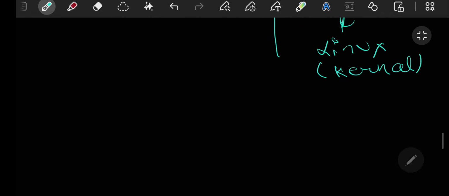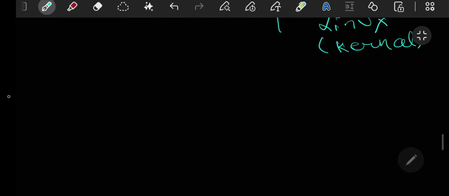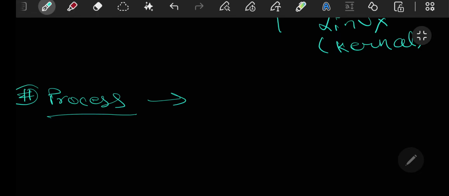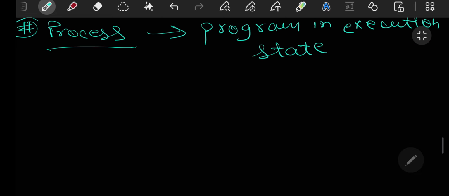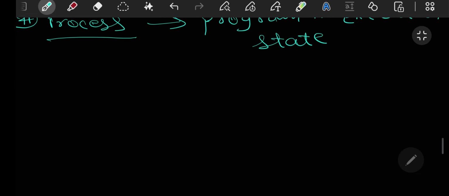Next thing we are going to discuss is what is a process. We are going to use this word a lot in our subject. A program in execution state is known as a process. So a process can wait for input, but the CPU never waits, it switches.